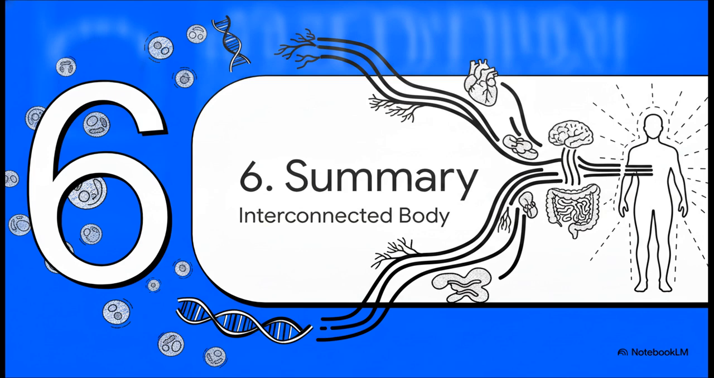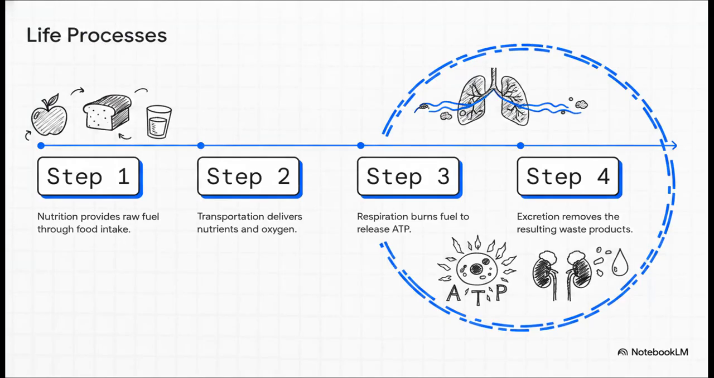And here we are at the end. Section 6, Summary, the Interconnected Body. Let's take a quick breath and zoom all the way out for our finale. Let's look at how all these microscopic processes build into an epic journey of energy for a macroorganism. First, nutrition provides the raw fuel. We take in the food.